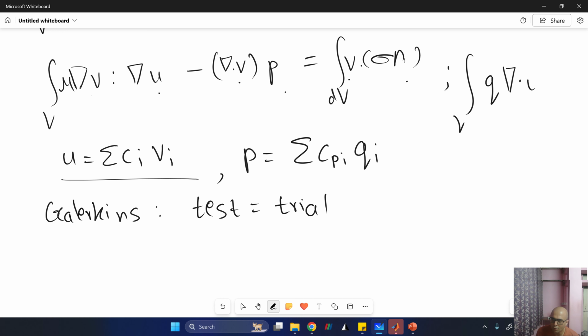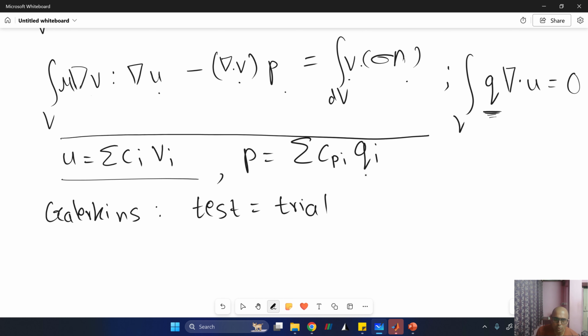your del dot u. Okay, so we have to understand how this guy comes here. So why does the pressure test function come here? And we'll understand this once we look at the equivalence with the Lagrange multiplier concept. But really, when we look at the finite element formulation, so this is our formulation, right? In which you have your pressure test function multiplying with your continuity equation, and you have a divergence free velocity test function multiplying your pressure.